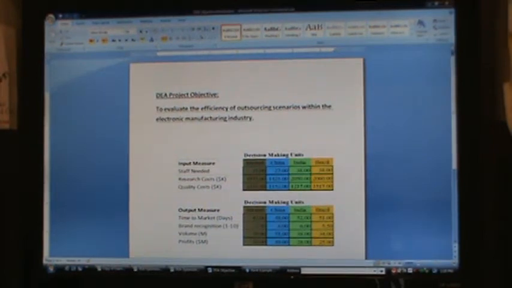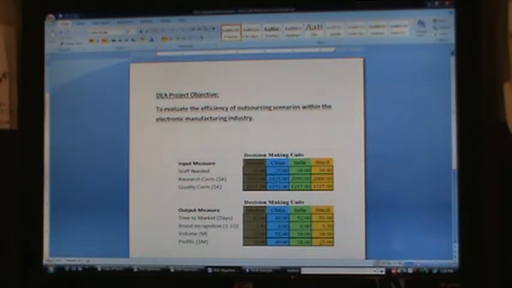Today we're going to talk about DEA, Data Envelopment Analysis. DEA compares the relative efficiency of organizational units such as DMUs, and assesses these units as they utilize similar resources, that are inputs and outputs, and generate an efficiency valuation.